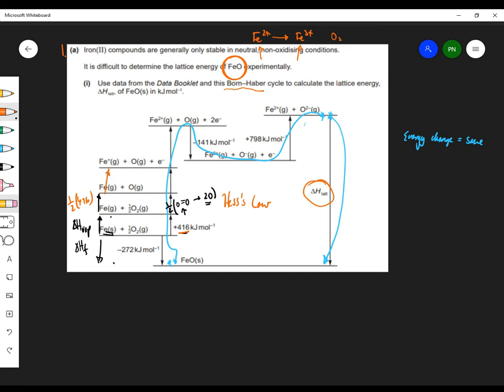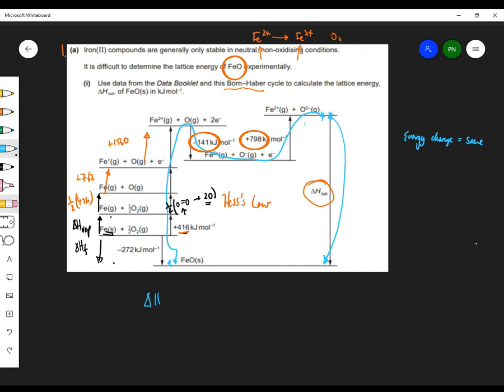Here, we're doing the first ionization energy of iron, which is plus 762. And the second ionization energy, I'm looking at the data book, is 1560. This is the first electron affinity of oxygen, and this is the second electron affinity of oxygen. Looks a bit of a mess, but let's add all these things together.